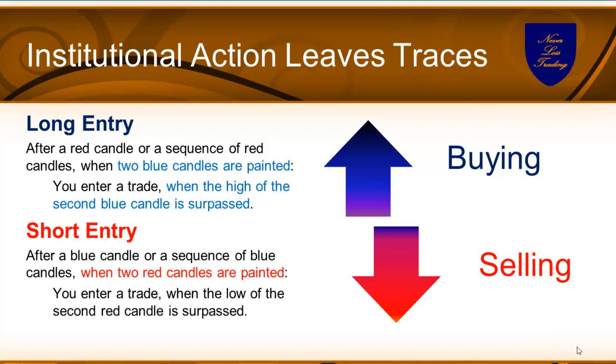So now a short entry. So after a blue candle or a sequence of blue candles, you see 2 red candles painted. So a price change is happening, and you enter the trade when the low of the second red candle is surpassed. So those are our buy and sell rules, and we need the chart to validate them if that is really happening.